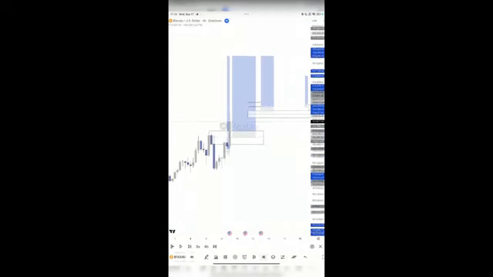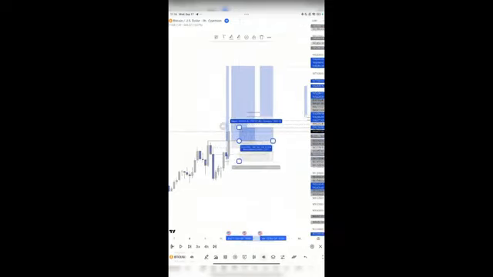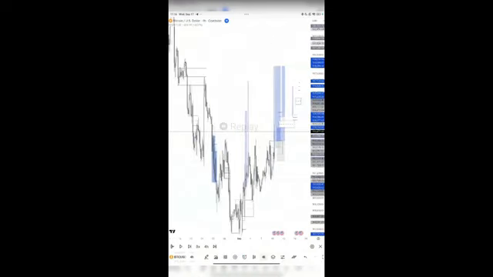So your entry will be here, and your stop loss will be here. But you see how big? Oh, this is BTC. Sorry, I was saying gold. So your stop loss will be below here. So TP might be somewhere around this.